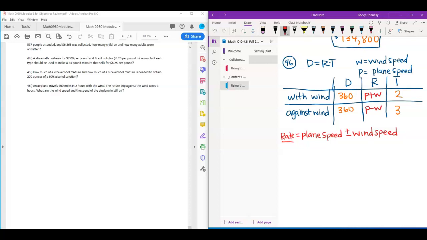Okay. So now we have our two equations here. Remember, we have distance equals rate times time. That is the formula that we're using. So let me just write those two equations down here.